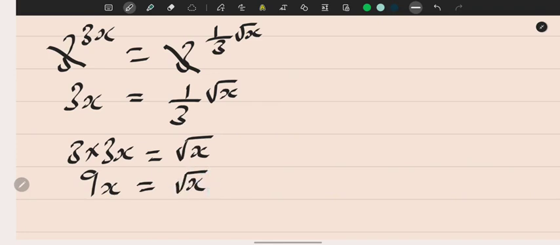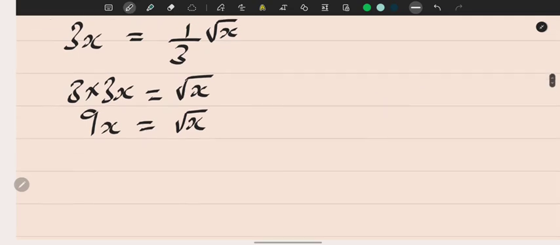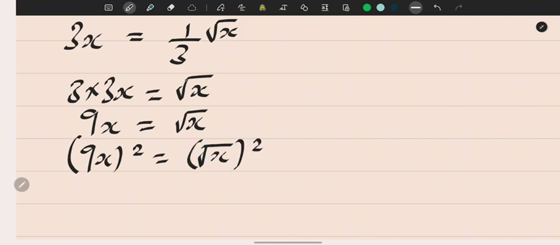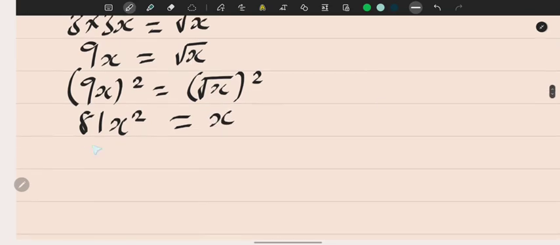And don't forget what we are looking for. We have to find the value of x. The best way to go about this is to take the square of both sides so that we can remove the square root on the right-hand side. So when you square both sides, this is going to be 9x all squared, and root x all squared. 9x all squared is going to be 81x squared, and this should definitely give us x. So this can be written as 81x squared minus x equals 0.